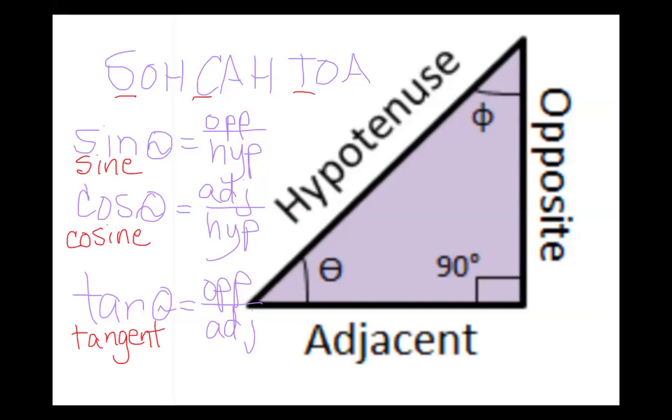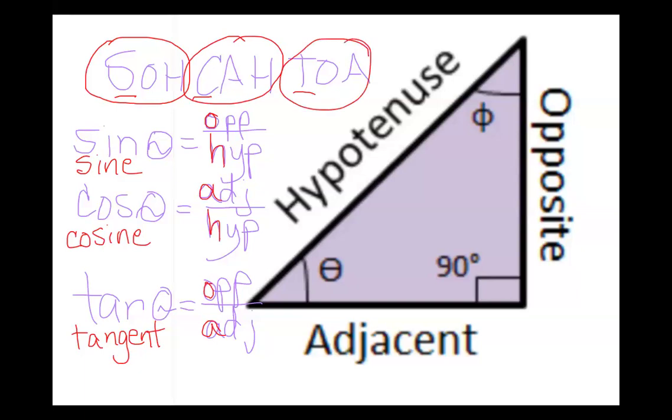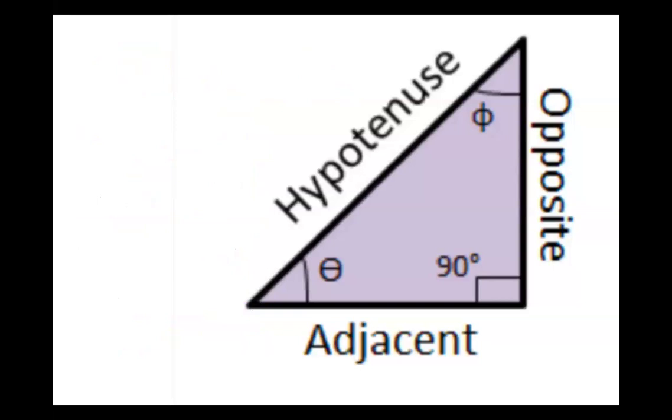Now, the ratios are the sine of theta is equal to the opposite over the hypotenuse. That gives us this first little part of the acronym, SOH. The cosine is adjacent over hypotenuse. That gives us the second part of that acronym. And then the tangent is opposite over adjacent. That gives us the third part of that acronym. Okay, so we're going to look at how that's going to help us with the unit circle. So this is all about the unit circle.